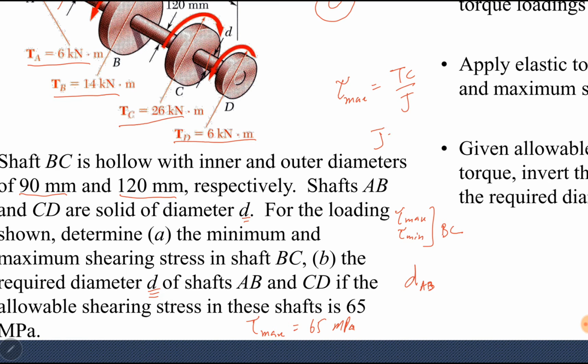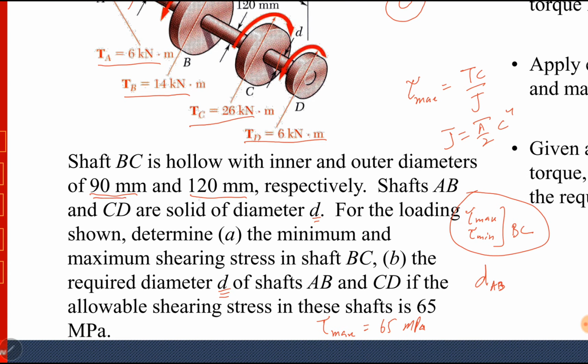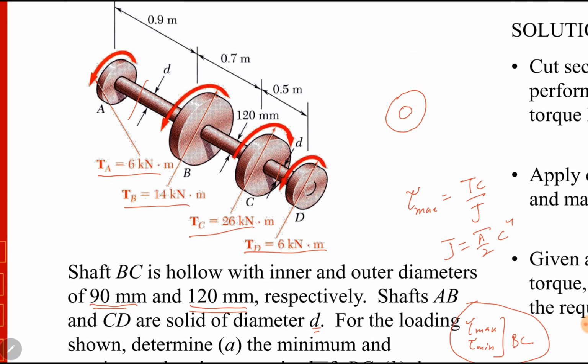J is equal to pi by 2 radius power 4. So we need radius and torque. Or if we want to find radius, we need torque and stress. So in the first part, we need to find stress, so we need radius and torque. Internal and external radii of the center shaft BC are given. First, we need to find torque in shaft BC. Similarly, for part B, we need torque in shaft AB.